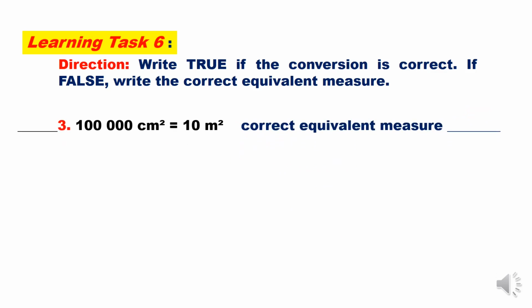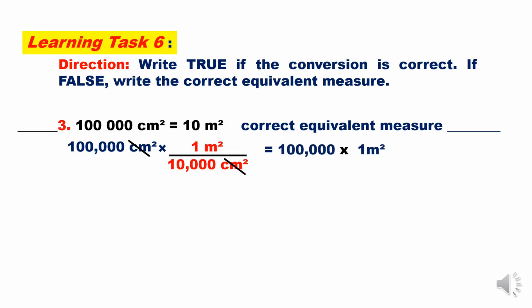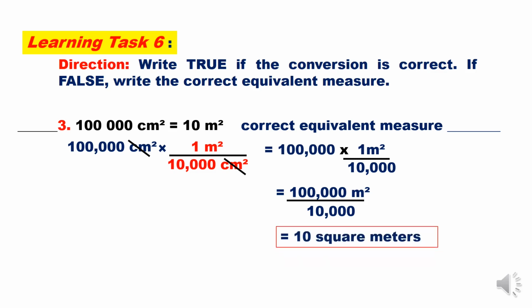Number 3. 100,000 square centimeters equals 10 square meters. Okay, conversion. I-multiply ang nasa ilalim naman ay 10,000 square centimeters. At ang numerator ay 1 square meter. Cancel. 100,000 times 1 square meter divided by 10,000. So, the answer is 100,000 square meters divided by 10,000 equals 10 square meters. Therefore, true.